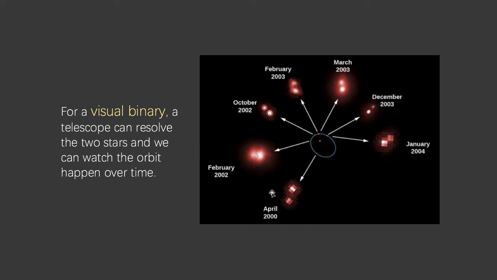So in the picture here, you can clearly distinguish two stars. And over time, so this is April of 2000, and then going forward in time, you can see the positions relative to one another changing. The stars are actually orbiting around one another. So in a visual binary, we can watch the orbit happen. And by timing the orbit, how long it takes to go around, that gives us a way to estimate the masses involved.